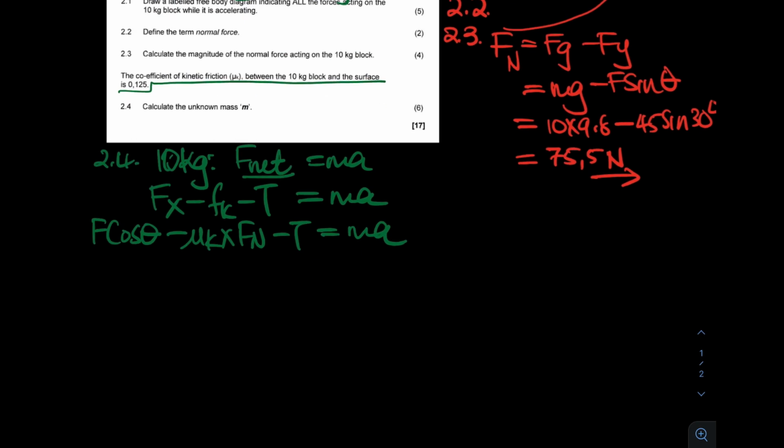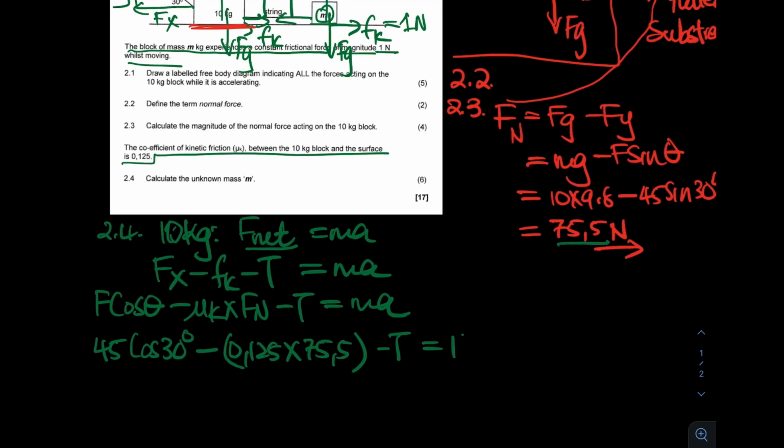Now let's substitute in the following step. So our force is 45 cos 30 degrees minus our mu k of 0.125 times the normal force we calculated, 75.5, minus T is equal to our mass, the 10 kg, times 2.5. So I'm going to calculate the answer of this: 45 cos 30 minus 0.125 times 75.5. The answer is 29.5086. Remember, you're not going to round off, you're not done yet. So 10 times 2.5 is going to be 25.